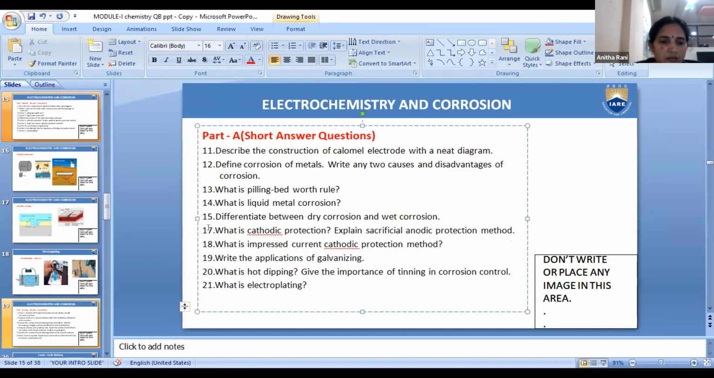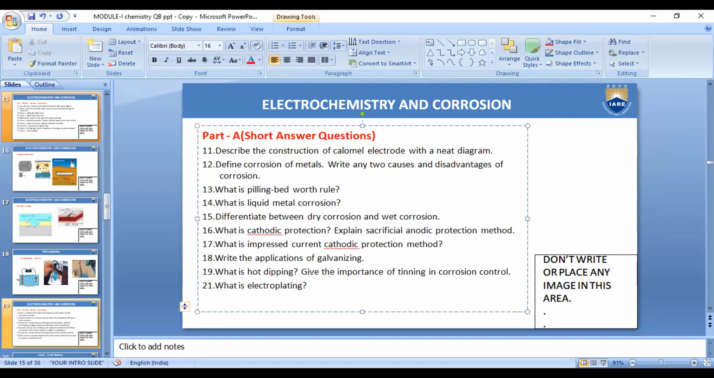Students, tell me any one or two differences between dry corrosion and wet corrosion. Wet corrosion takes place in the presence of moisture. Dry corrosion takes place in the absence of moisture. Any other point? The process of corrosion is uniform in dry corrosion, and non-uniform in wet corrosion.